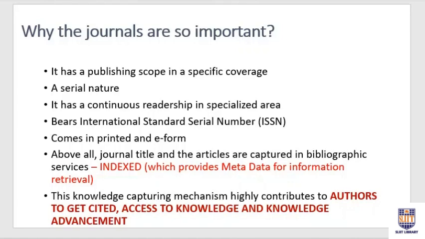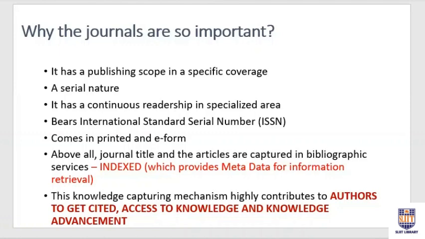Second one is its nature. Its publishing nature. It is a serial. That means it's coming maybe monthly, sometimes fortnightly, sometimes biannually, quarterly, like that. Normally, the academic, scholarly, reputed journals are not coming fortnightly. Normally, it sometimes comes monthly, sometimes quarterly, sometimes biannually, sometimes annually. Right? So it has a continuous readership, therefore. So its serial nature is very, very important.